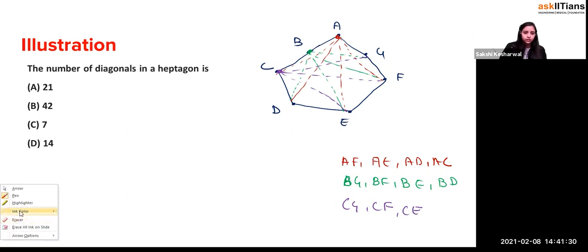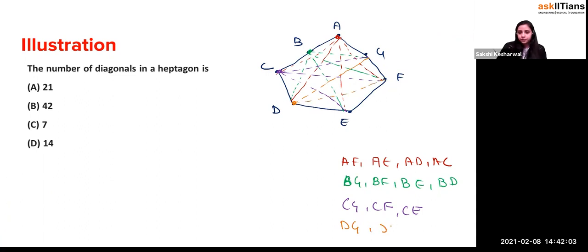Now let's take the vertex D. Red we have already taken, so let's take a different color. Let's take orange. So for vertex D, DC and DE are what, beta? Its adjacent sides. DB is already joined. DA is already joined. Now DG is not joined, so we'll be joining DG. Now DF is also not joined, so we are going to join DF. So we have got this much.